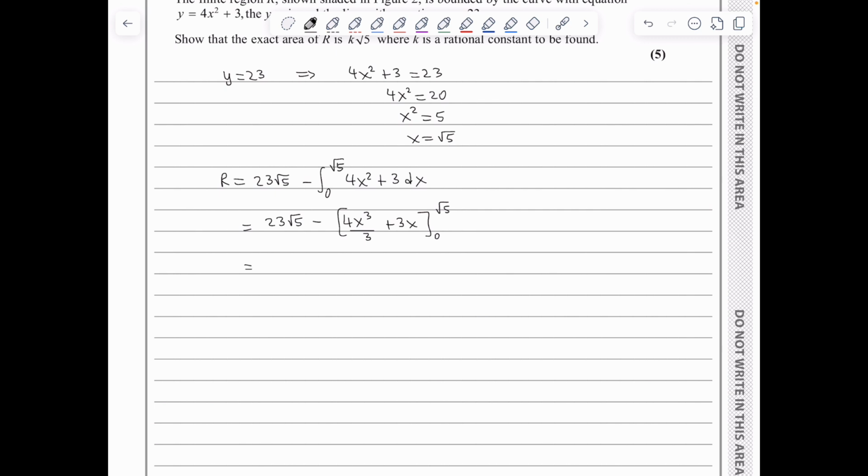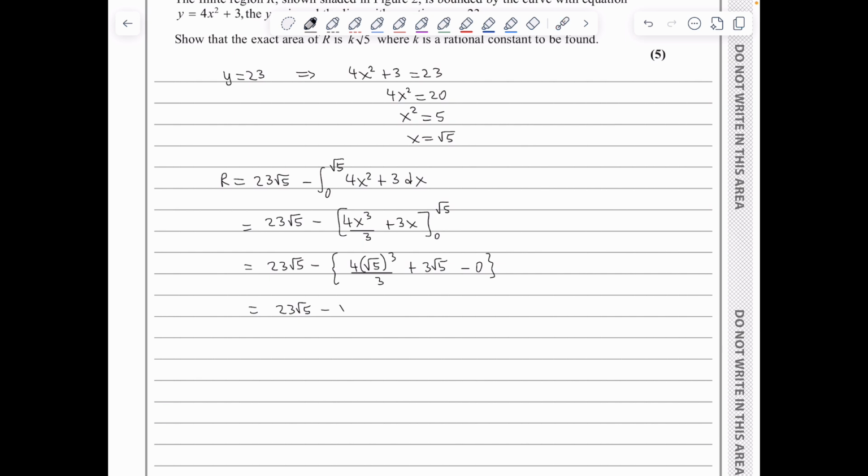I will proceed in substituting the upper limit and then the lower limit. So we've got 23 root 5 minus 4 times root 5 to the power of 3 over 3 plus 3 root 5. And we can notice that when I substitute the lower limit of 0, both of these are 0, so there is an overall contribution of 0 from the lower limit. I will proceed in simplifying, so we've got 23 root 5 minus, I will factor out the root 5 here to make the calculation easier.